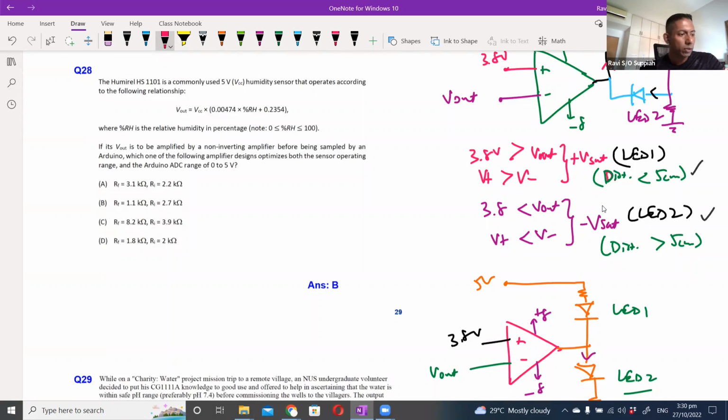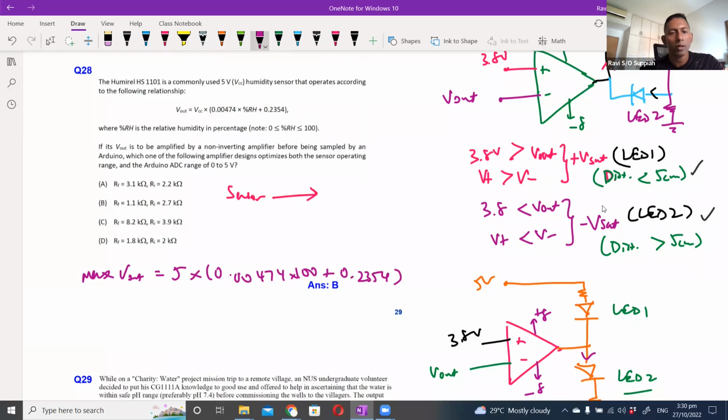So before we amplify, we first need to know from the sensor itself what is the maximum voltage I can get. The maximum V out is when I am at 100% humidity. So it will be 5 multiplied by 0.00474 times 100 plus 0.2354. So that will give me 3.547 volts.